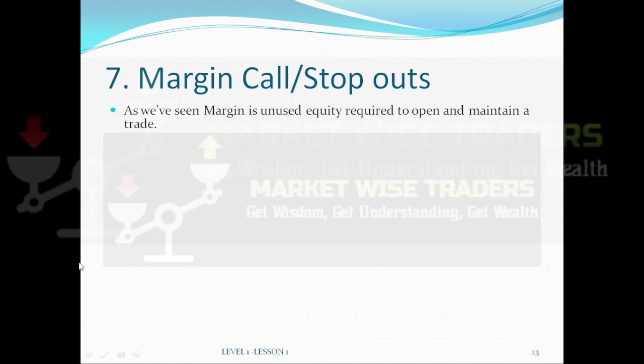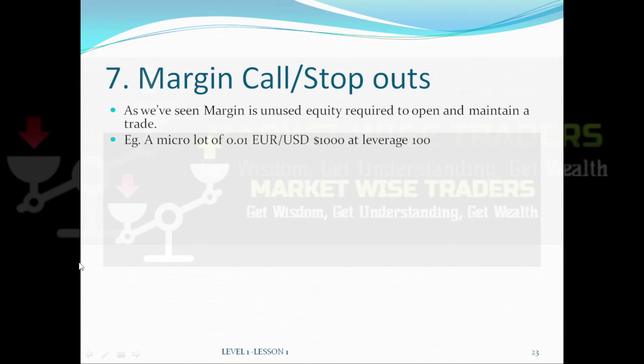If you've played sports, there's a defensive line and you have to hold that line. If your defense is breached, then you will get scored a goal or a try or a touchdown or something like that, isn't it? So your margin is sort of like your defensive line. What the broker is saying is, this is the line. If you go below this line, then that's it, your trade is going to be closed, right?